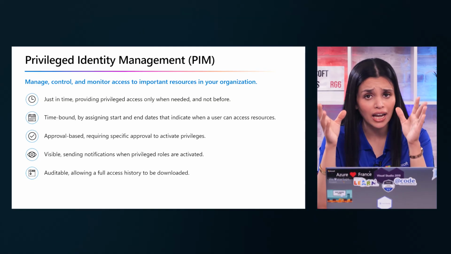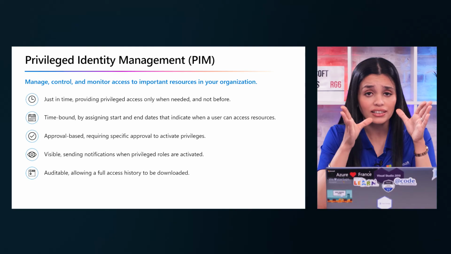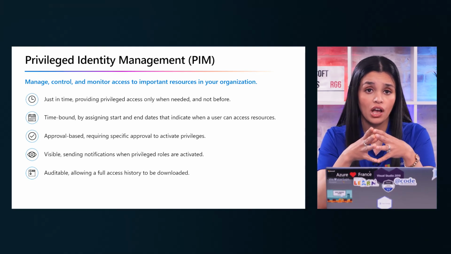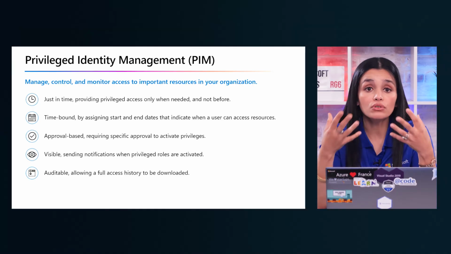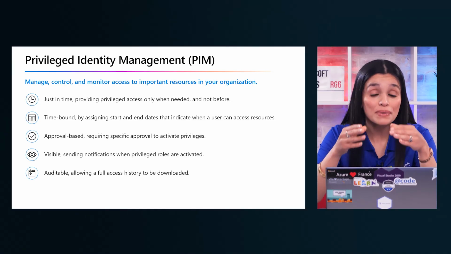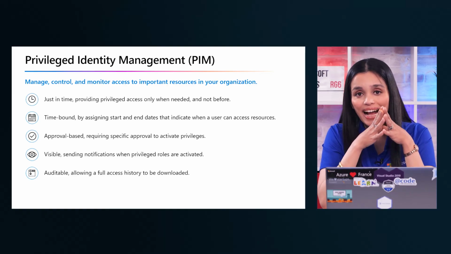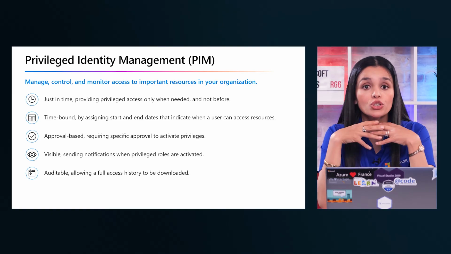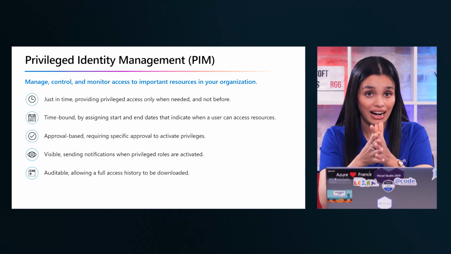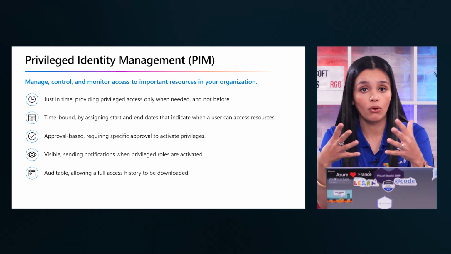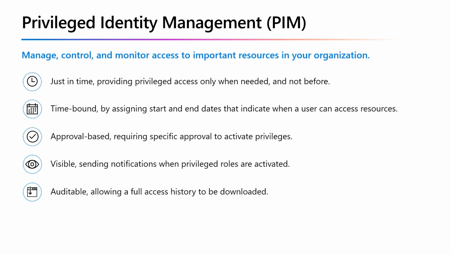We talk about time-bound access, by assigning start and end dates that indicate when a user can access resources. We look for an approval-based system requiring specific approval to activate privileges, making this access visible, sending notifications when privileged roles are activated, and looking for access that is auditable, allowing a full access history to be downloaded.